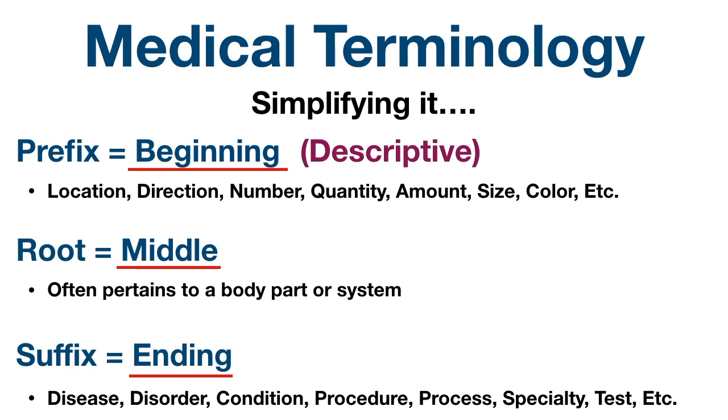Next, we have the root, and it forms the middle of the word. The root provides the subject of the term, and it often pertains to a body part or system. Finally, we have the suffix, and it forms the end of the word. The suffix brings meaning to the term, and it might indicate a disease, disorder, condition, procedure, process, specialty, or test.